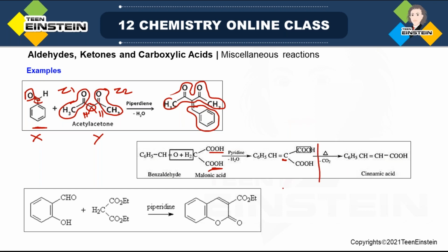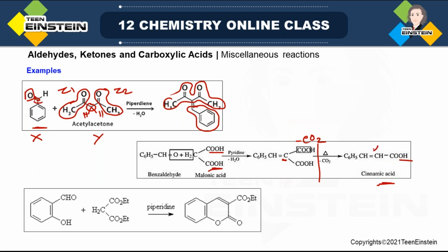Normally, up to this is the Knoevenagel condensation product. Further, it is not under Knoevenagel, but as it has a special type of structure where the same carbon contains two carboxylic acids, for this type of dicarboxylic acid, if you heat it, decarboxylation is possible. That means one of the CO2H groups is removed as CO2. So ultimately you get Ph-CH=CH-CO2H, which is nothing but cinnamic acid.